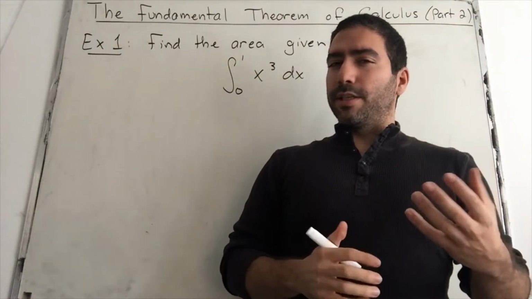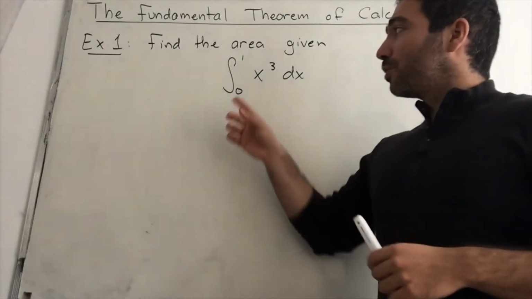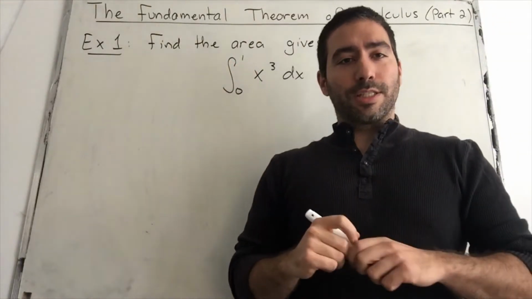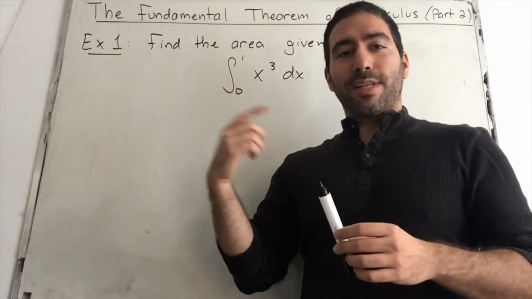You have to ask yourself, is this a continuous function? Well, x cubed is a polynomial, so it's continuous. We have continuity. We have a closed interval from 0 to 1. We're good to go. Let's apply FTC part 2. So it says to antiderive x cubed. So we have to take the antiderivative.